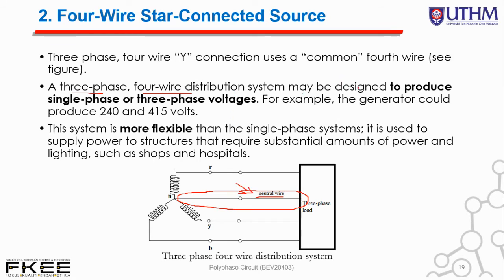So a distribution system may be designed to produce single phase or 3-phase voltages. For example, a generator could produce single phase 240 volts as well as 3-phase 415 volts. This is one of the advantages of the 4-wire distribution system, because it is able to generate single phase supply as well as 3-phase supply. Single phase supply is the connection between Y and N, for example. For 3-phase, we have V line, between R and Y, for example.